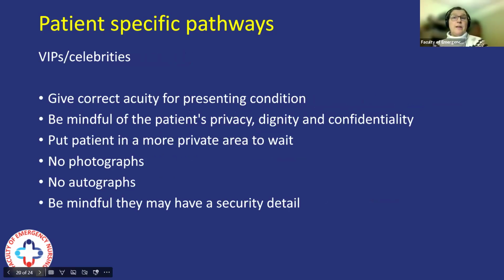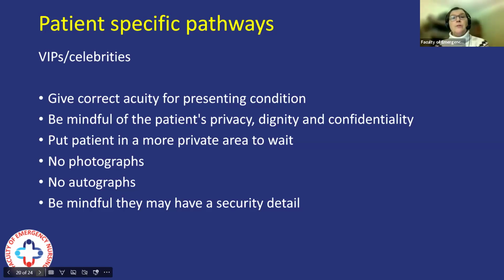Which brings us on to VIPs and celebrities. Now, every area has their own celebrities. Everybody has some resident folks. That might be sports people. It might be show business people. It might be some of each, depending on how unlucky you are. You may have royalty, depending on exactly which area of the country you are. Some areas have royal residences, others don't.